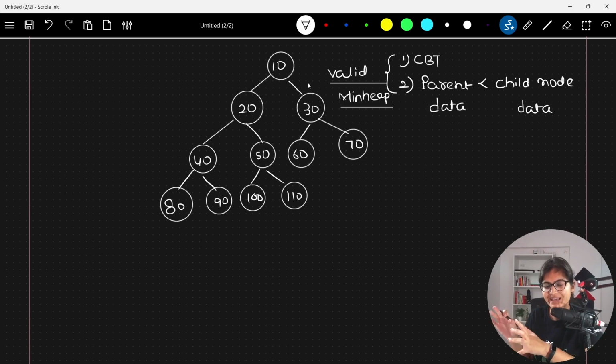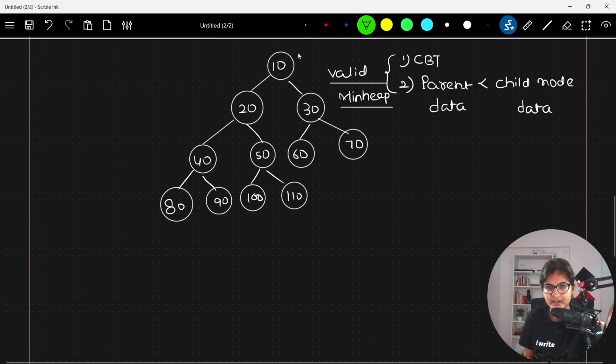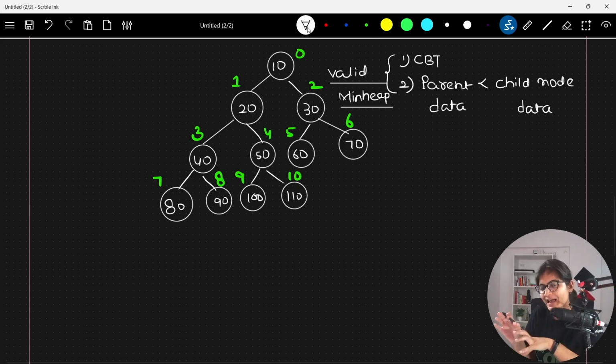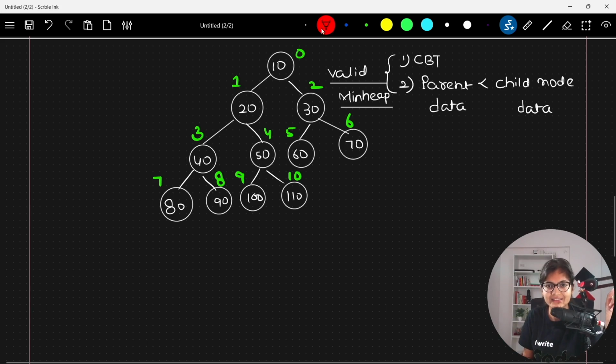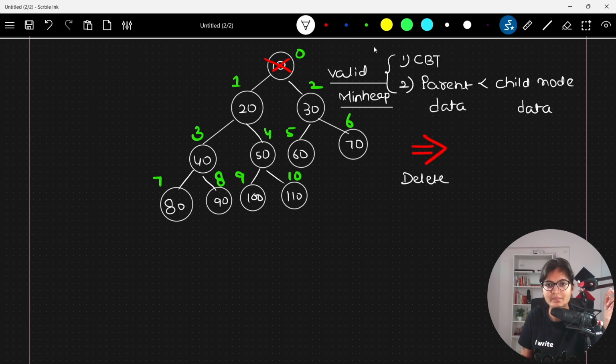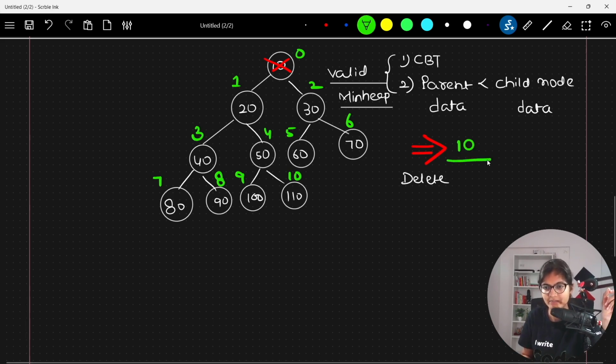Whenever deletion happens in a Minheap, it will always extract the 0th index. So this is 0, this is 1, this is 2, this is 3, this is 4, 5, 6, 7, 8, 9 and 10. Whenever deletion happens in a Minheap, automatically this particular node will get deleted. Once you apply any delete operation in a Minheap, you will get the output as 10, because 10 is the node which will be deleted.